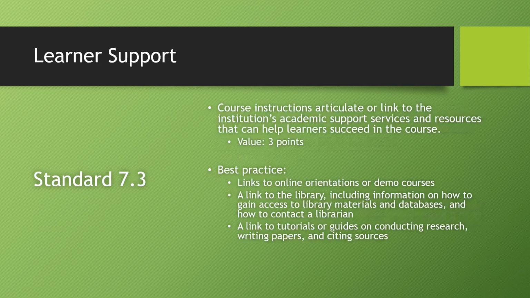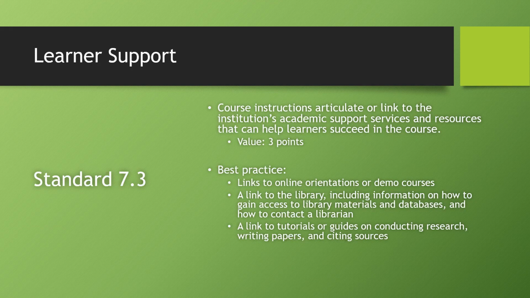Standard 7.3, course instructions articulate or link to the institution's academic support services and resources that can help learners succeed in the course. This is a 3-point value, which means that it's essential. So what you want to do for best practice is link to online orientations or demo courses, a link to the library, including information on how to gain access to library materials and databases and how to contact the librarian.